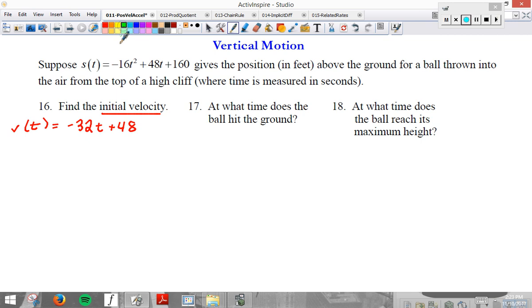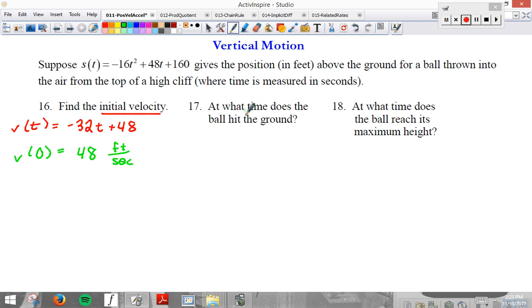So there's my velocity function, and the velocity at time 0 is what we're talking about when we're asking about initial velocity. If I plug in 0 to this function, I would get 48. What are the units? It would be a position unit per time, which is feet per second in this case. Careful. Rate of change in position over change in time, position over time.